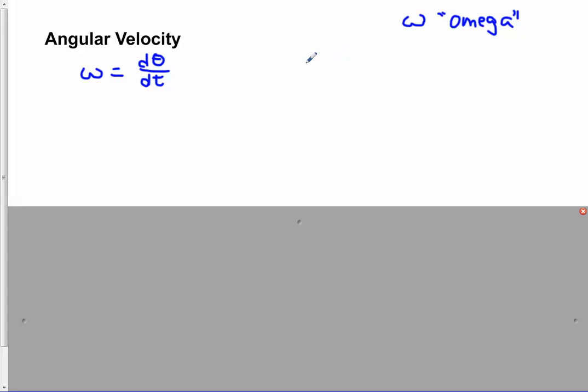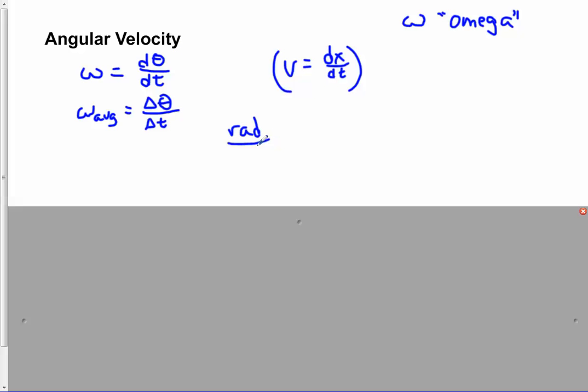And again, this is analogous to v is dx dt. It's the same idea. That's the instantaneous angular velocity. We can also do the average from one time to another time, and that's where we use deltas: the change in theta divided by the change in time. You can see that the units here would be radians per second. Radians per second is going to be the units for angular velocity.